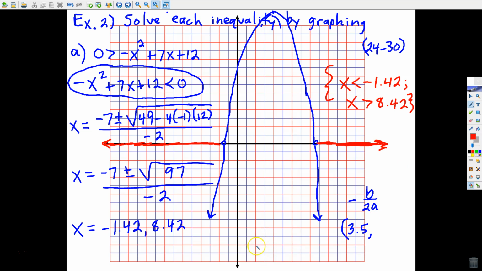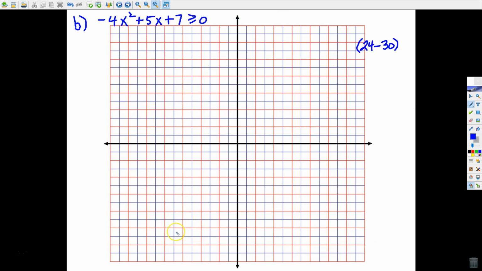Okay, any questions on solving by graphing? Let me go ahead and complete this vertex, 24.25. Okay, let's try another one. And I've given you problems here that match up. These examples match up to these homework problems.